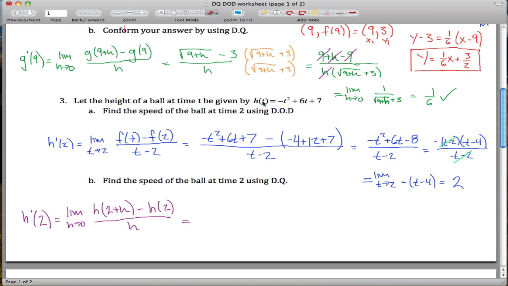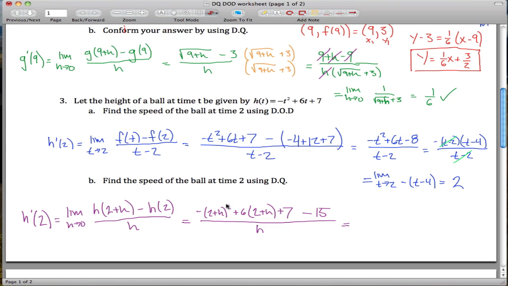Okay, h of t is this, so h of 2 plus h is negative 2 plus h squared plus 6 times 2 plus h plus 7. So that's just this thing right here. And from that, I want to subtract h of 2, which I figured out up here. See, I used f's up here. I should have used h's. I figured out that was, what did I say that was, 15? Yeah, 15. That whole thing divided by h.